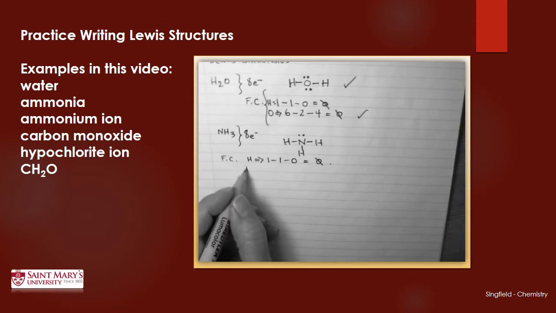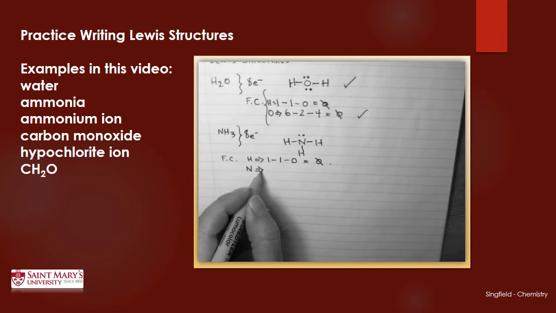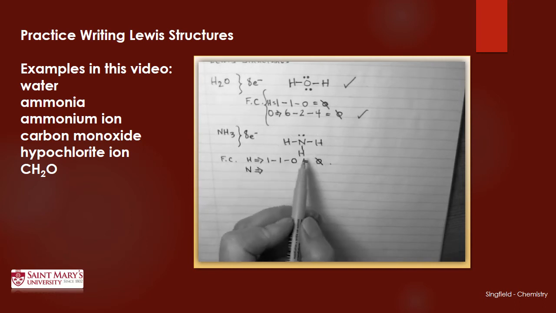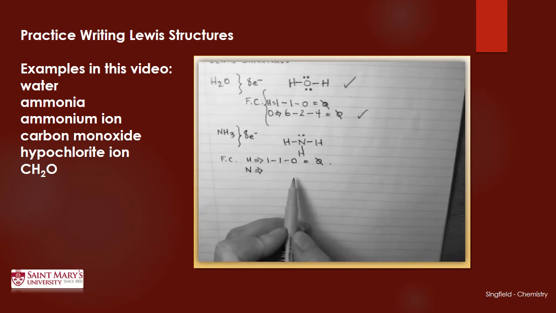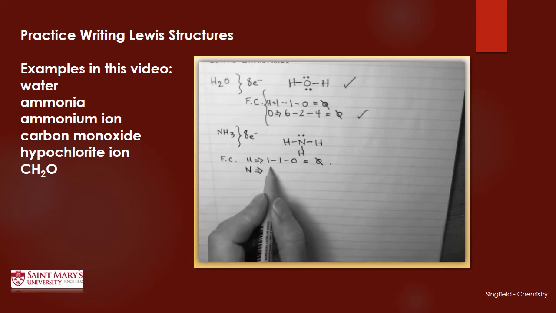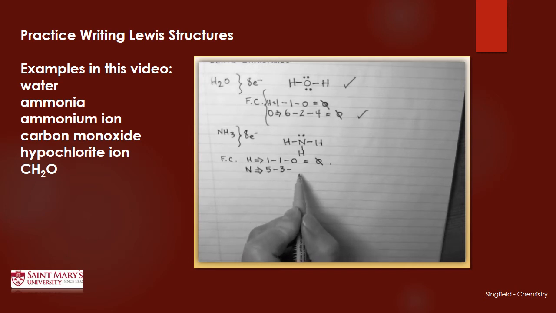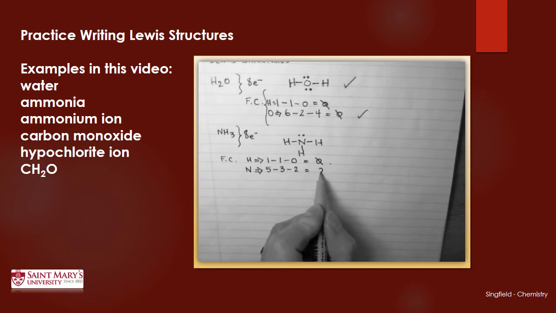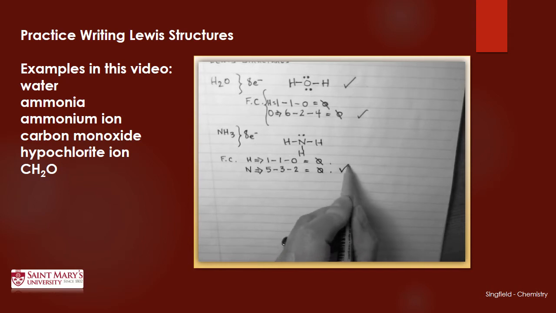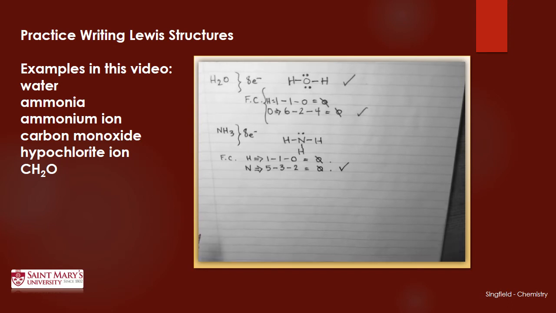I'm expecting that the formal charge on nitrogen is also 0, because the molecule doesn't have a charge, and they're supposed to add up. So I have 5 valence minus half of the bonding, which is 3, minus all of the non-bonding, which is 2. So I end up with 5 minus 5, and that is 0. So all of that is looking good.